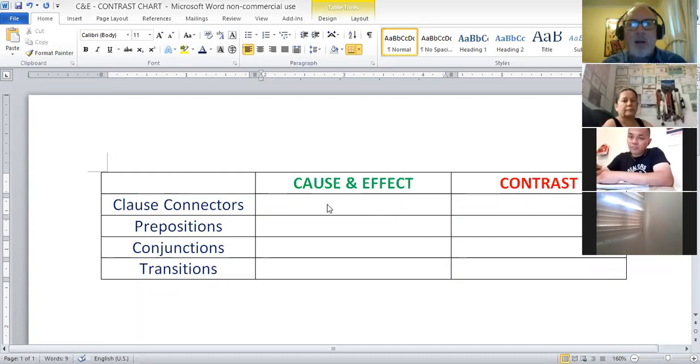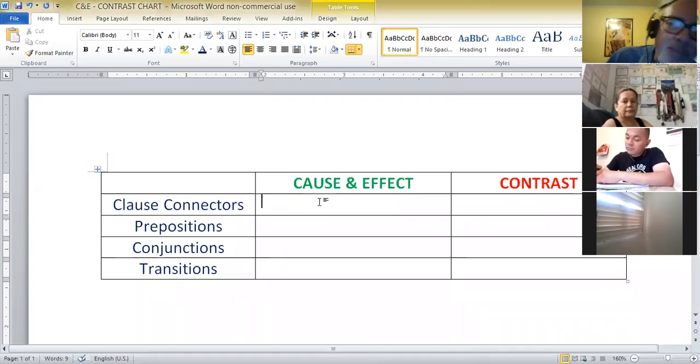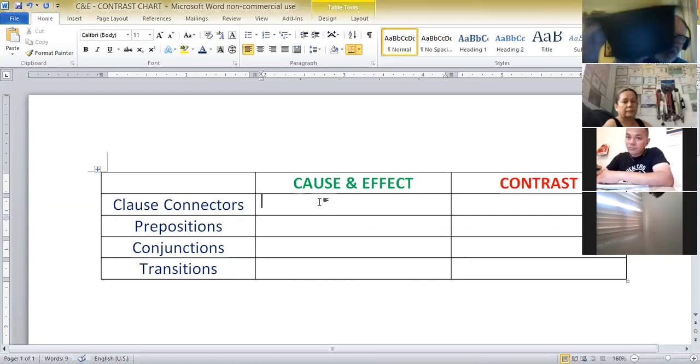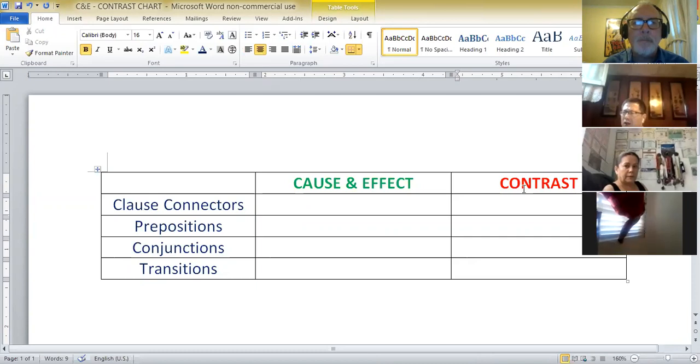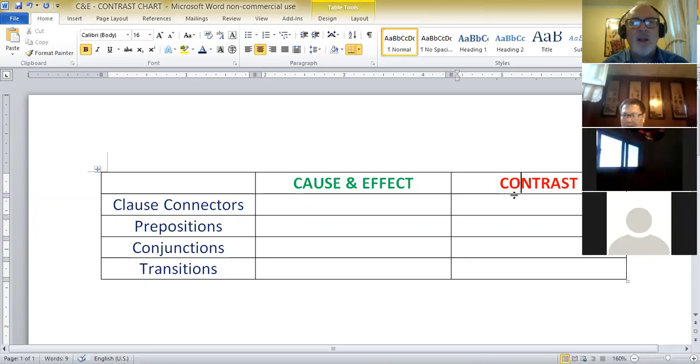So remember our clause connectors? Well, actually, let me do it this way. I have all of my connectors here in my little magical hat. I'm going to pull one out and you tell me what it is and where it goes, okay? The first word I have here is however. Is however cause and effect or contrast? Contrast, right. That's what we were talking about last night, however.